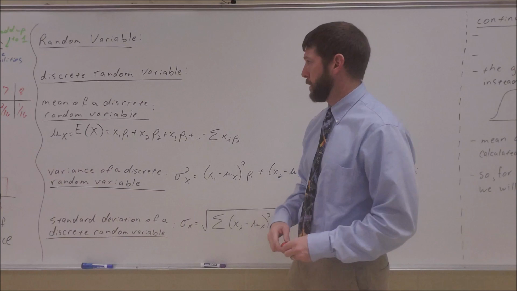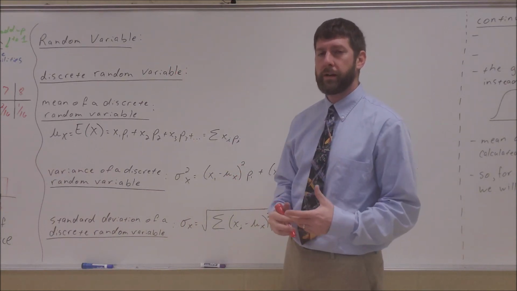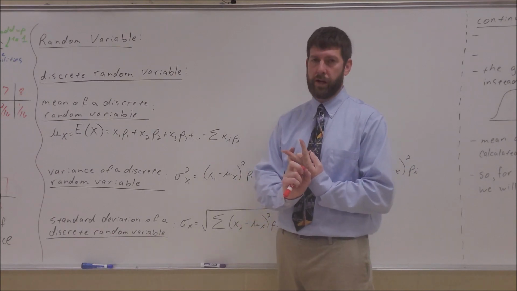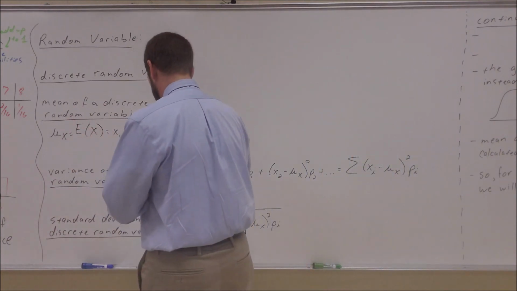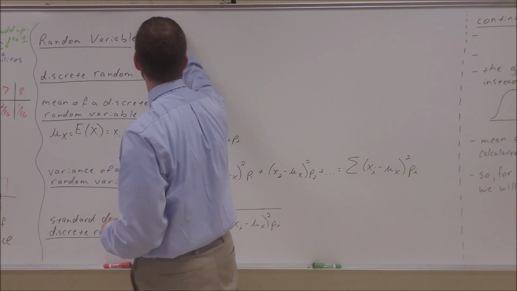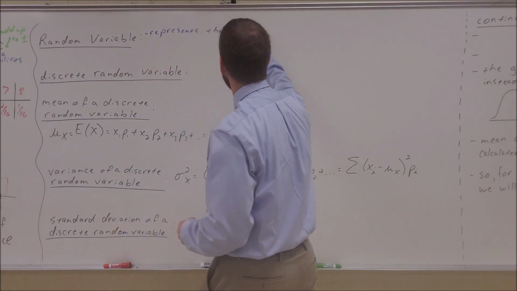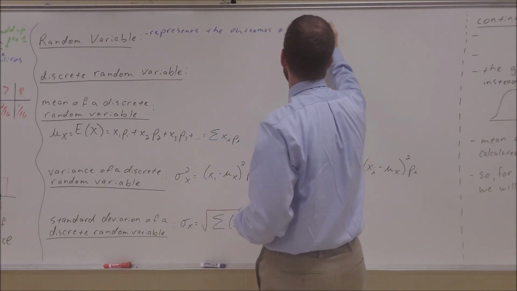All right, let's get some vocabulary. Random variable, I kind of mentioned this a couple of times now. Random variable. Variable means it represents multiple values. Random means it comes from a random process, a chance process. So, a random variable is a variable that represents the outcomes of a chance process.